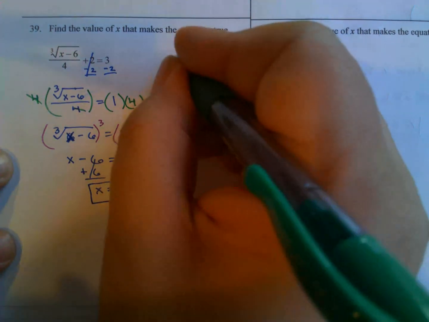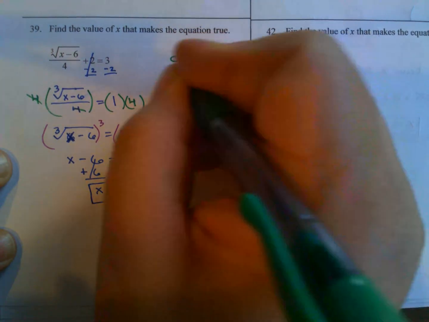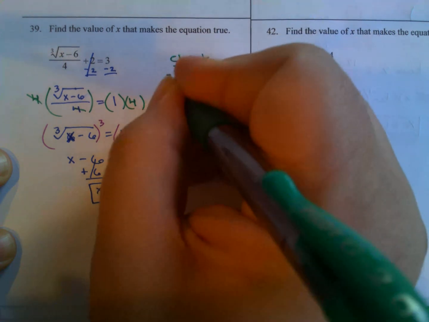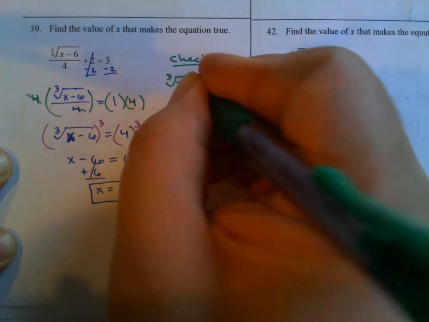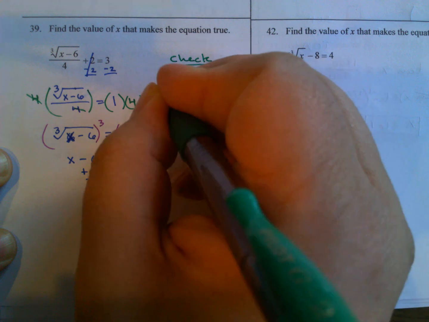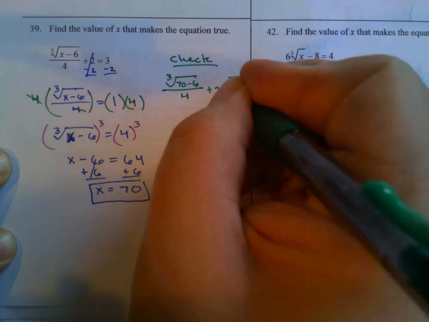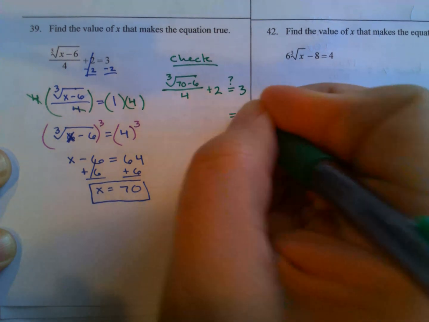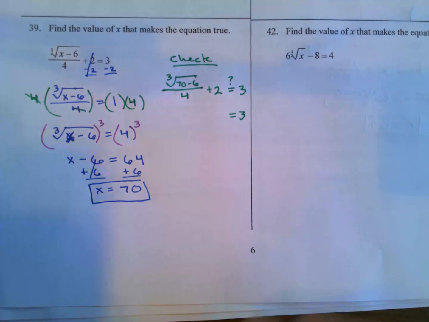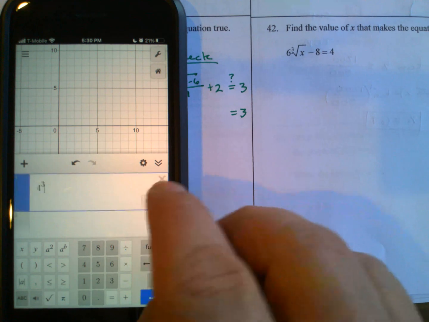But we only have one answer that usually ends up working out. But we can do a quick check. And again, we can let Desmos do all of this work for us. And we just plug in that 70 minus 6 all over 4 plus 2. And the question is, will it equal a 3? So let's see what this looks like on Desmos here.